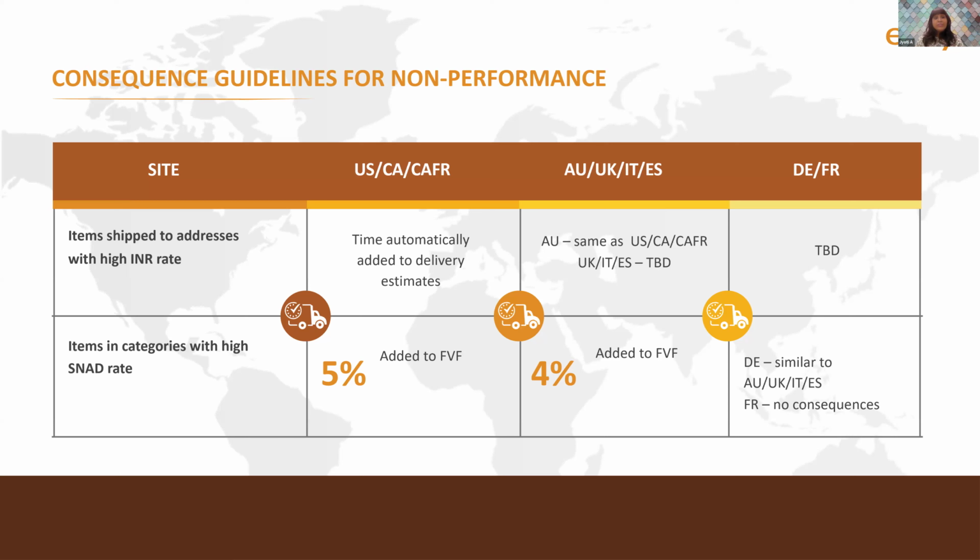For items in categories with high SNAD rate, of course, for USA, Canada, and Canada French, there will be an additional 5% that is added to the final value fee. For Australia, UK, Italy, and Spain, as of now, it is 4%. For Germany also it has changed, and it is now 4%. For France, as of now there are no consequences. Not having any consequences doesn't mean that you will falter or commit mistakes that will make you fall under the consequence guidelines.